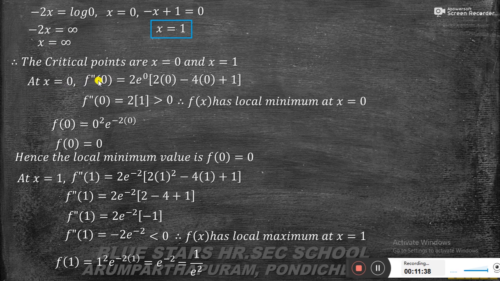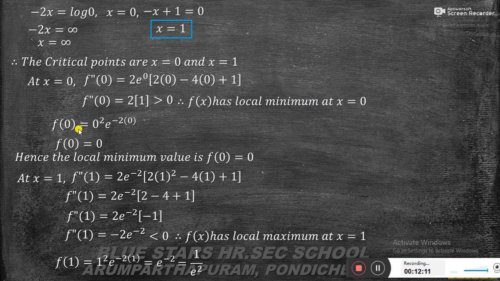So next, at x equal to 0 I substitute in the second derivative. f double dash of 0 equal to 2 into e power 0, 2 into 0 minus 4 into 0 plus 1. So e power 0 is 1. The first term is 0, the second term is 0, remaining 1. So 2 into 1, positive, equal to 2. So f double dash of 0 equal to 2, which is greater than 0. Greater than 0 means x equal to 0 is the local minimum.